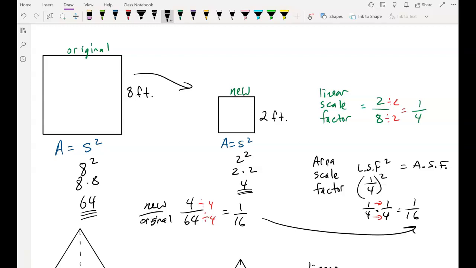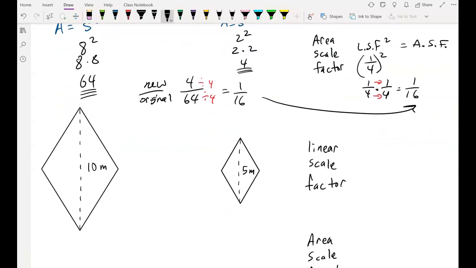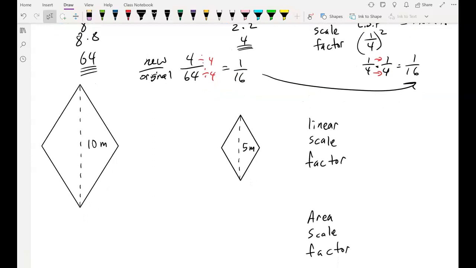So if that's the case, it should work every time. If we want to find the area scale factor, all we really have to do is find the linear scale factor and square it. Let's test it on this next one. Now here we've got a couple of diamonds. Very nice. Let's find the linear scale factor first. That's going to be, remember, new divided by original. So we are going from the large to the small. So that means we are looking at 5 over 10.